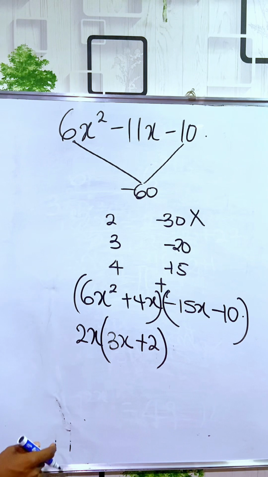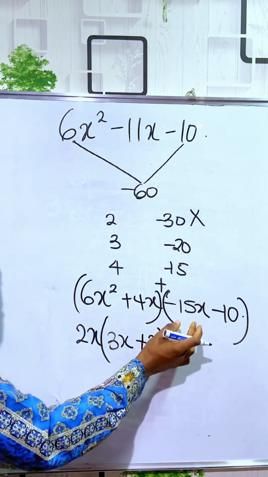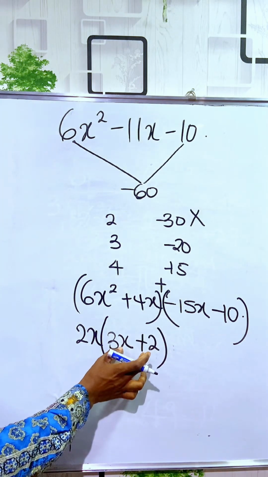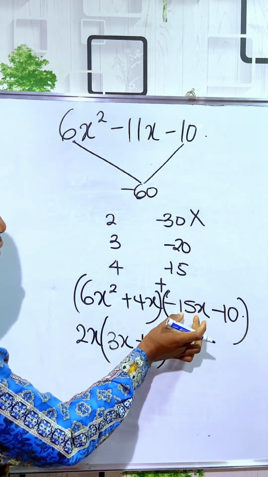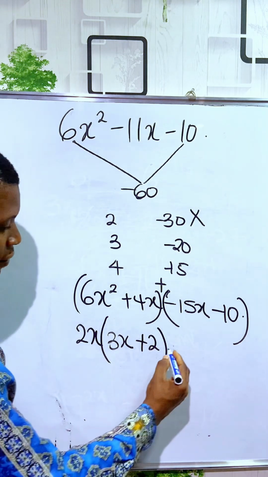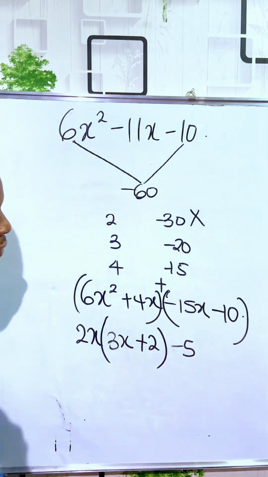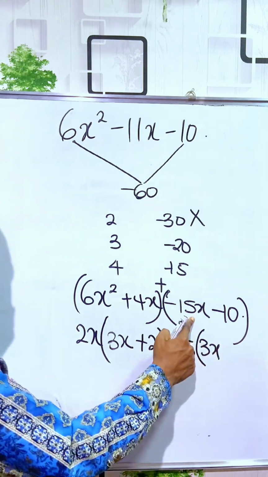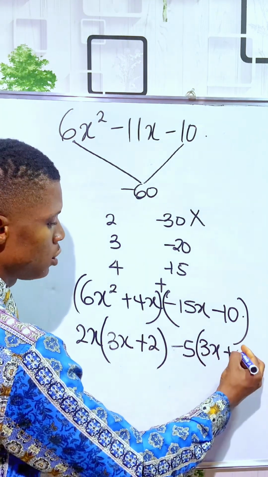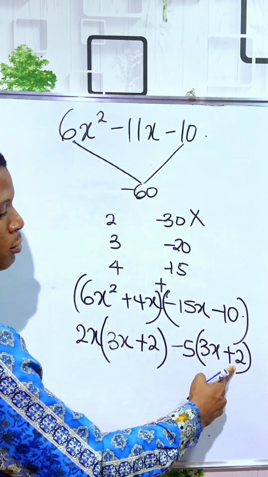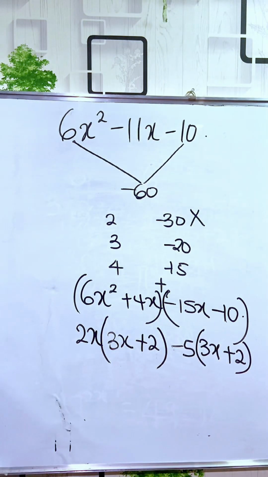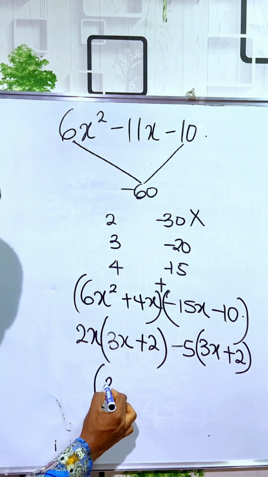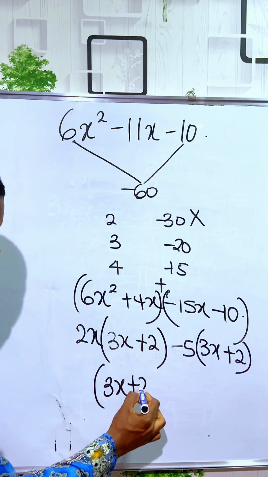Here, what do we factor out? We remember in factoring this side out, we must do it in such a way that we get a similar bracket. So what do we factor out here? We factor out minus 5. You factor out minus 5, and you are left with 3x here, then plus 2, because minus 5 times 2 is also minus 10. So here, since these brackets are the same, we make it one factor, 3x plus 2.